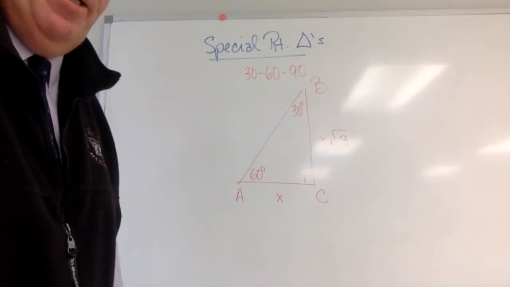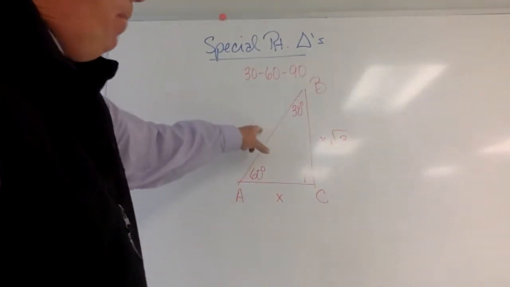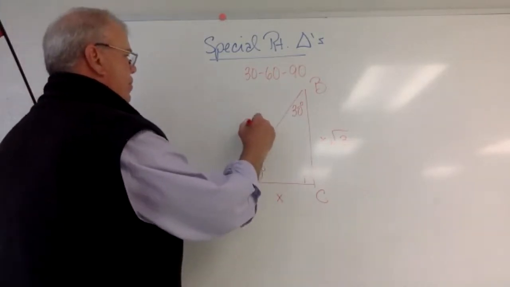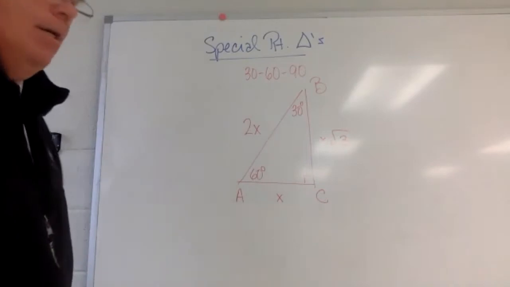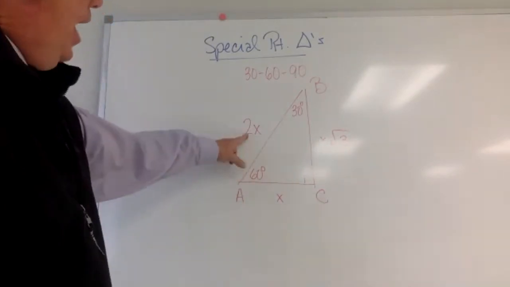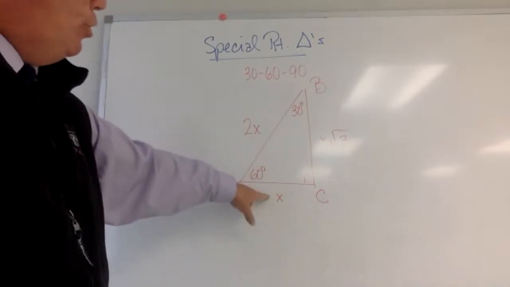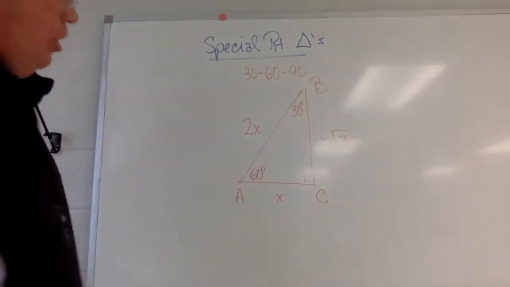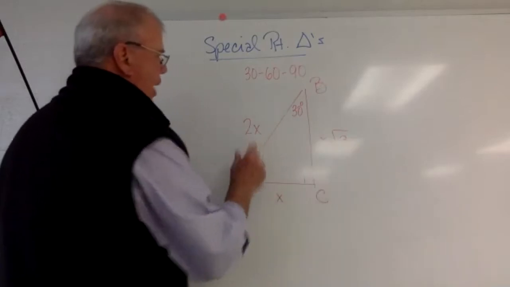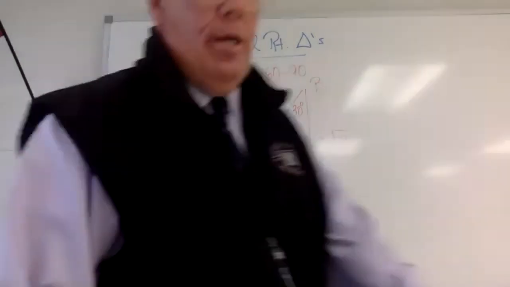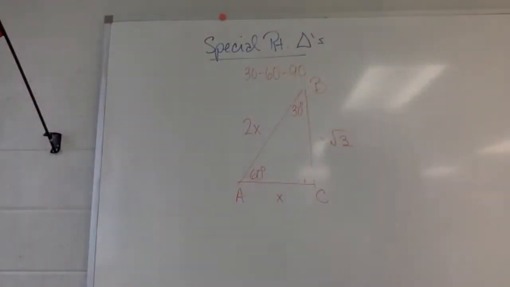Yes, sir. Who remembers what the hypotenuse is? Times 2. Yeah, the hypotenuse in a 30-60-90 is 2 times whatever the shortest leg is. So if you know the shorter leg, you know the other 2 legs. Does that make sense? Yes. All righty.